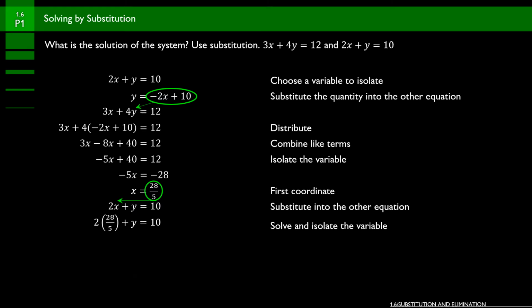2 times 28 over 5 is 56 over 5, and we're going to have to subtract that over to the other side. So let's go ahead and take that 10 and make it into a fraction with a denominator of 5, which is going to be 50 over 5. Subtract the 56 over 5, you're left with y equals negative 6 over 5. So your solution as an ordered pair is going to be 28 over 5, negative 6 over 5.